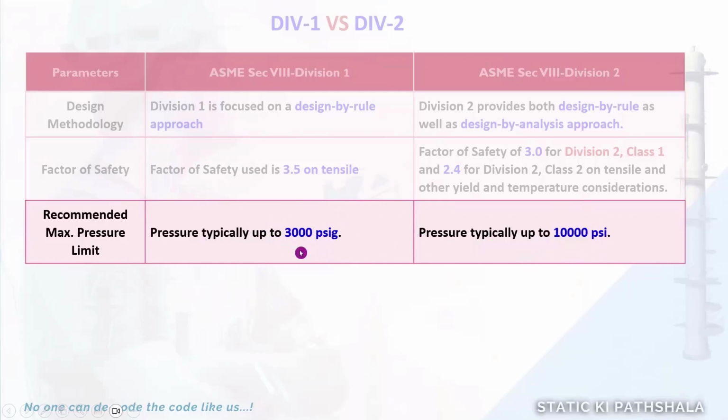So all the pressure vessels which can be designed with the help of Division 1, which have a pressure range lower than 3000 psi, can very well be designed with the help of Division 2 as well. But the upper limit is 10,000 psi.